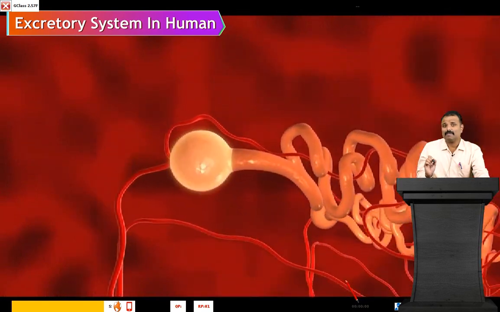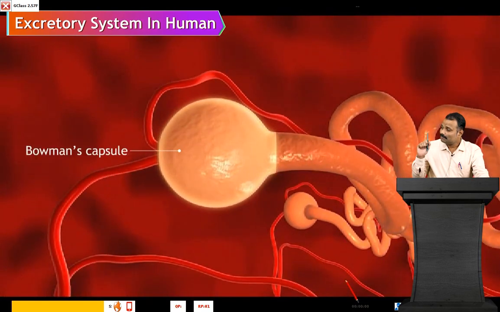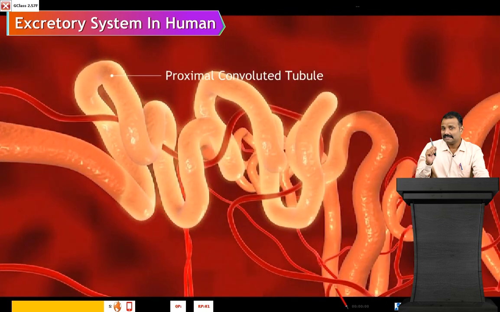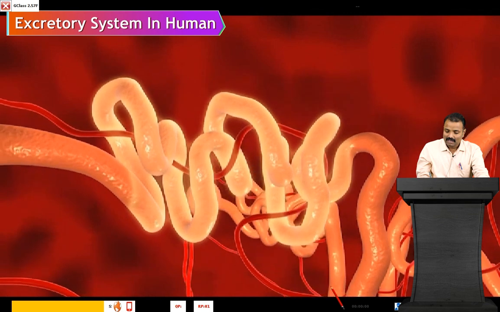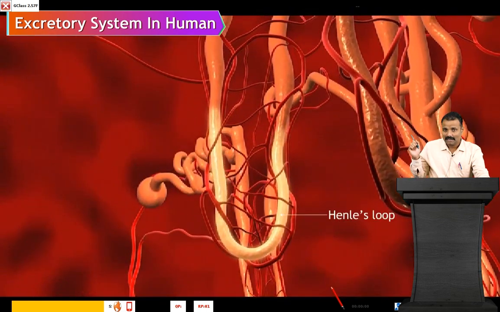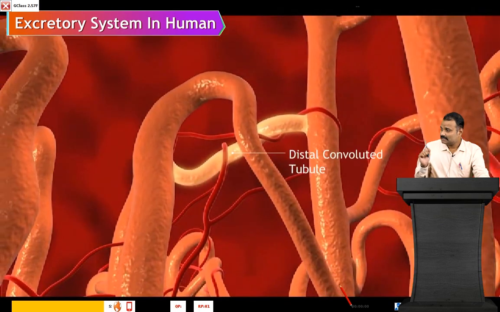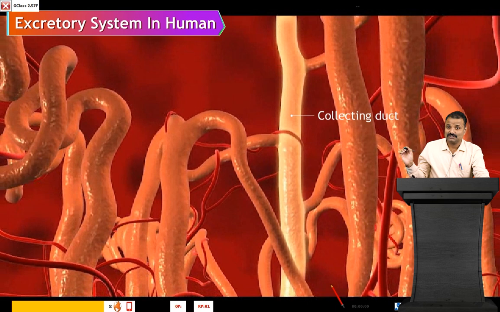Now let's see the different parts of the nephron. The first thing you are looking at is the Bowman's capsule. This Bowman's capsule further leads to a convoluted tubule that we call the proximal convoluted tubule, which further leads to a loop, that is Henle's loop. And further, you can see it is connected to the distal convoluted tubule, which further connects to the collecting duct.